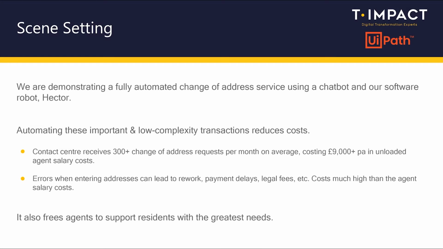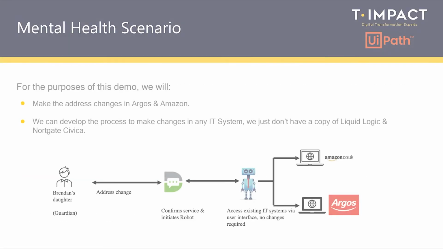Contact centers receive about 300 change of address requests a month, which averages about £9,000 of unloaded staff costs. But the real savings is in eliminating rework. The mistakes and the typos that are created can lead to legal demands, payment requests, letters not being delivered. So that cost is much higher than the salary cost savings you're going to achieve. And it also frees agents to support residents with the greatest needs.